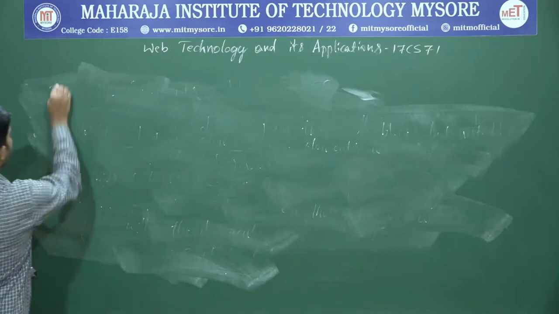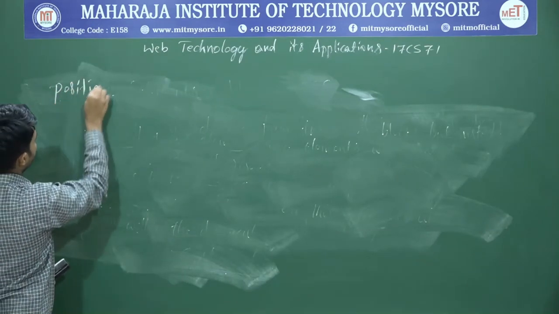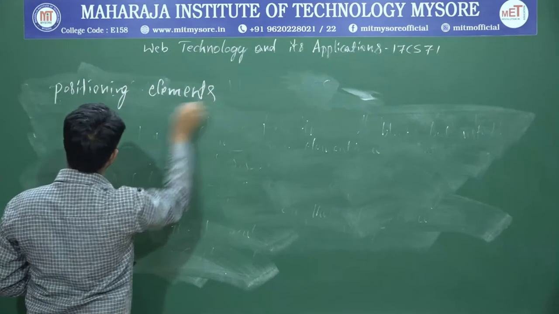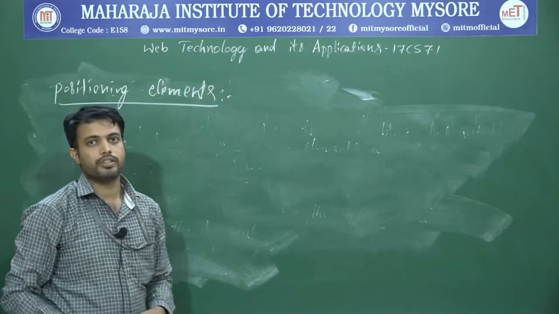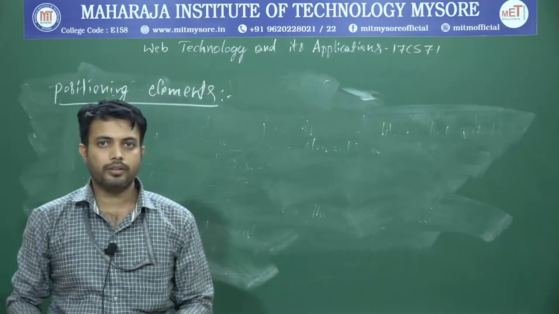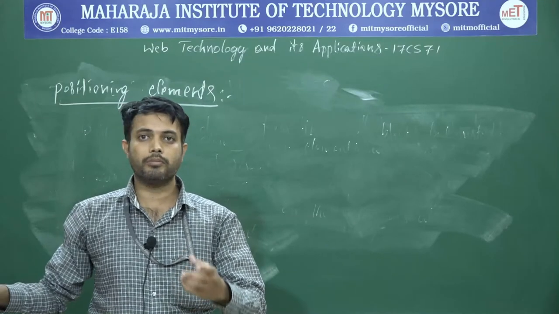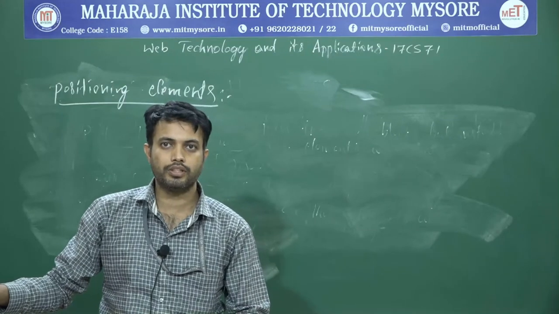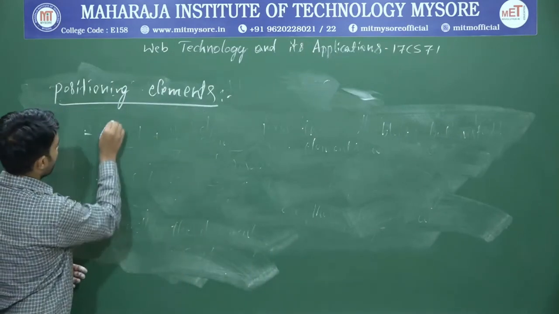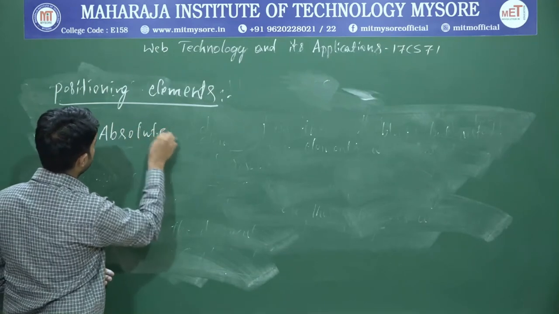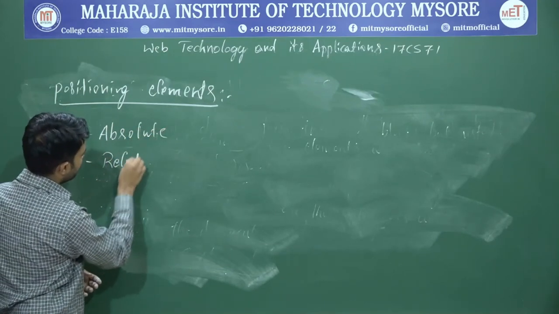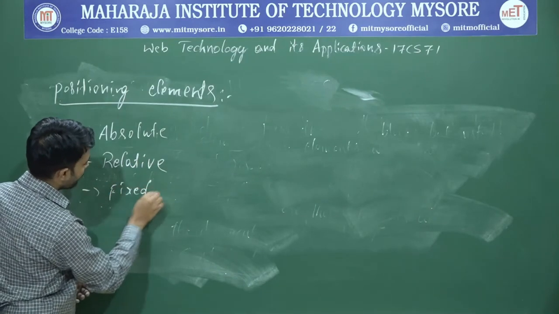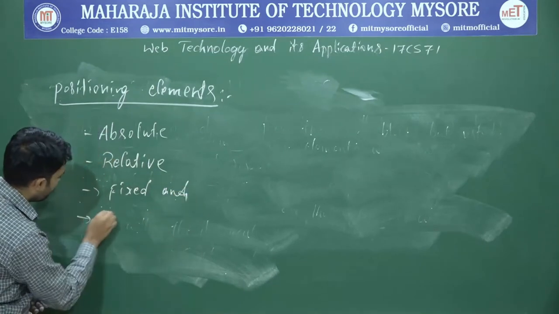Next topic, positioning elements. Positioning elements is nothing but we can position our elements on a web page. There are 4 types of positioning elements. One is absolute, relative, fixed, and the last one is static.